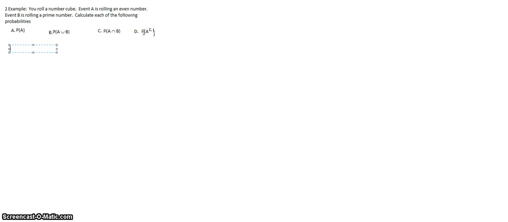So, the first one, we're going to start with A. The set. We need to figure out what kind of set we're dealing with. Once again, we're rolling a number cube. So the set is going to be everything that we are dealing with. So we know that we're going to deal with the numbers 1, 2, 3, 4, 5, and 6. That is all the numbers that we can possibly deal with.